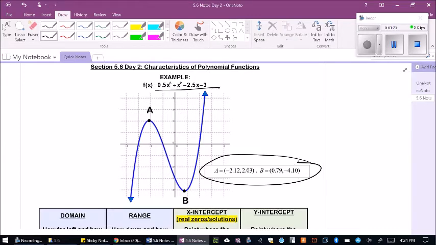It gets a little messy if we write them in. I do recommend, I think it is helpful for you as the student when you're working through the problem. Sometimes it is helpful to write it in yourself just so that you know where everything is. And I'm going to take a minute and I'm going to go ahead and write these coordinates in. So A was negative 2.12, comma 2.03, and then B was 0.79, comma negative 4.10.